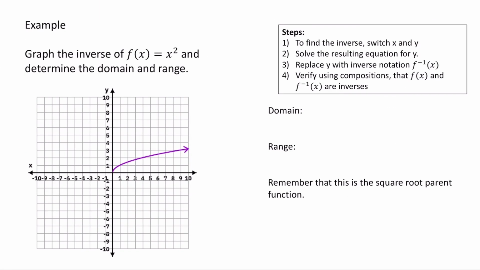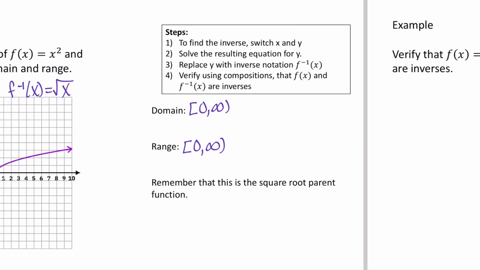So now we can graph this function, right? This function f inverse of x equals the square root of x, and we can determine the domain and range. Well, this is a square root function. Notice that the domain starts at 0 and includes all values bigger than that. So the domain will be 0 to positive infinity. The range is going to go also from 0 to positive infinity. Remember that this is the square root parent function.